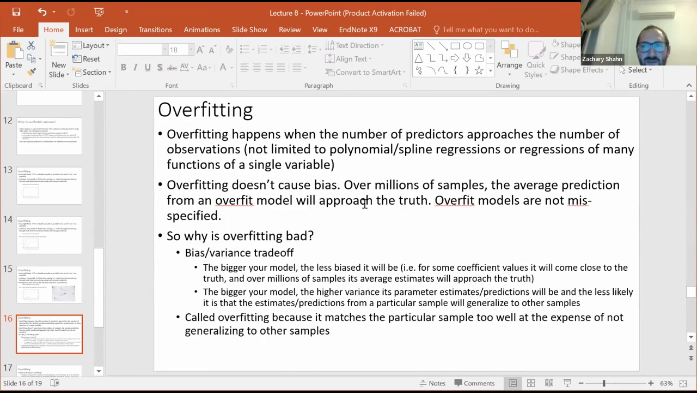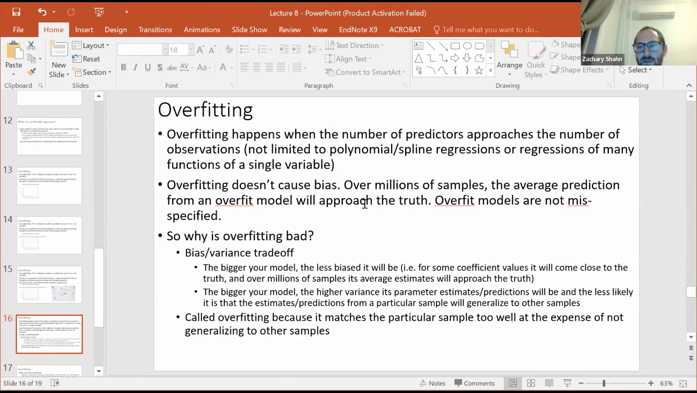I think it's intuitive that it is bad, but let's lay out why it's actually bad, because maybe it's hard to think about: if it's not misspecified and it's not biased, why is it actually bad, even though it seems clear that it is just from looking at it? So there's a bias-variance trade-off.